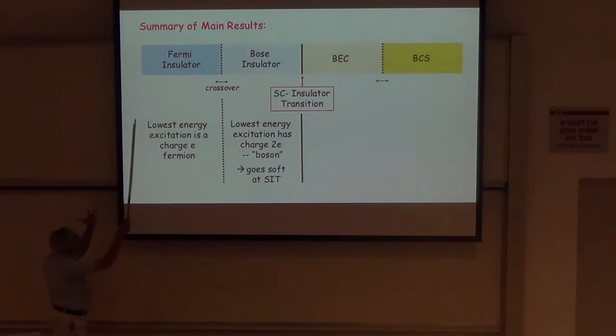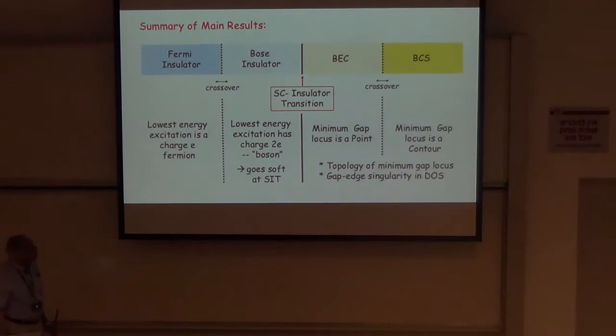As we will show, a Fermi insulator for us is one where the lowest energy excitation in the insulator is a charge e fermion. However, we say it crosses over into a Bose insulator because we'll find that in a Bose insulator, the lowest energy excitation is a charge 2e object, which I loosely call a boson. So the energy gap for that is smaller than that for a charge e fermion. And this energy gap for the charge 2e object goes soft at the transition.